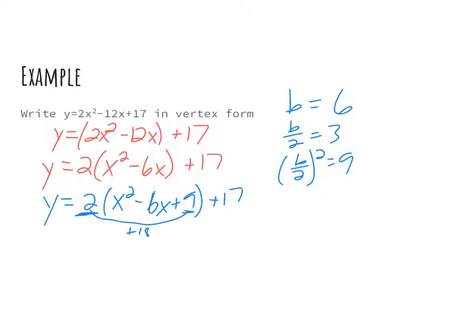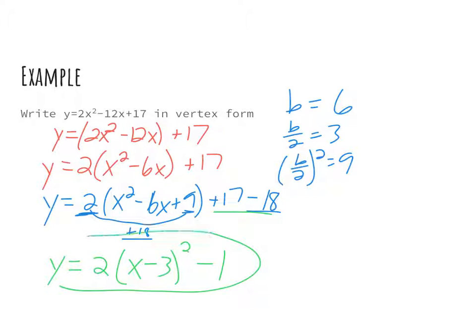So in order to undo that, I change the sign to make it a negative, and I put it on at the end. So plus 18 minus 18. So I need to be able to undo whatever I add in there. So now when I factor it out, the 2 stays the same. Factoring inside, I get x minus 3 squared. And then I've got 17 minus 18, which will get me a negative 1. Here is my vertex form of 2x squared minus 12x plus 17.